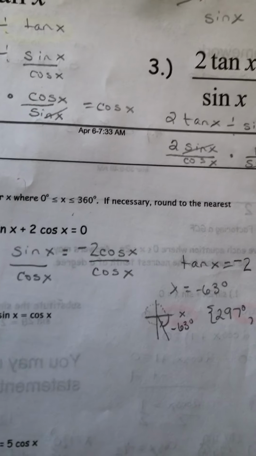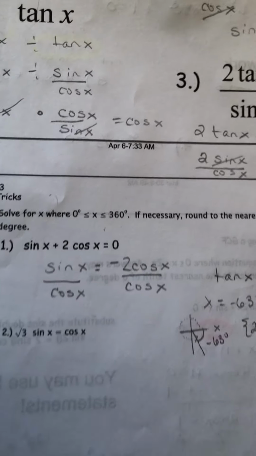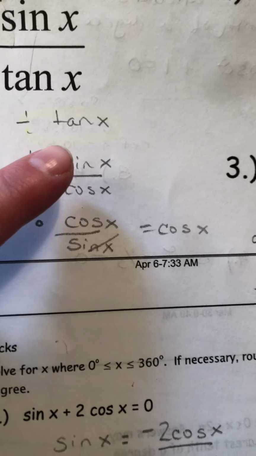So again, the key here is we can't have sine and cosine cohabitating together. We have to divide. And we have to divide by cosine because, remember, tangent is equivalent to sine over cosine.